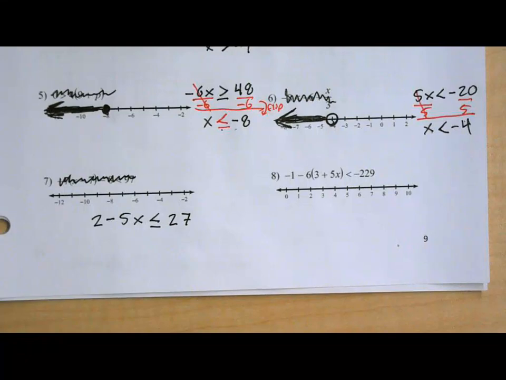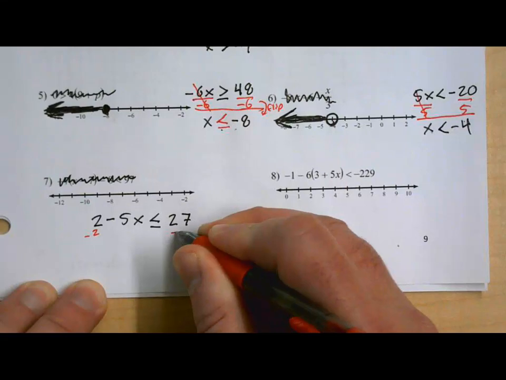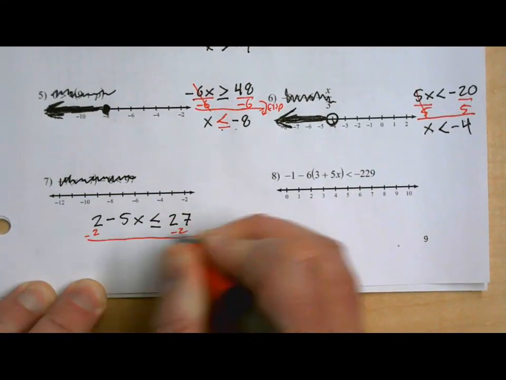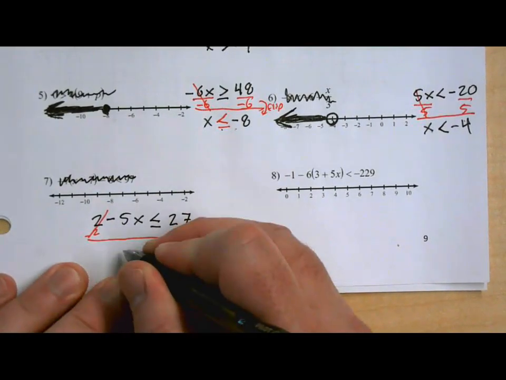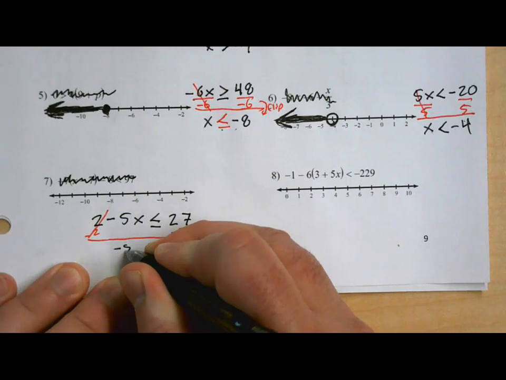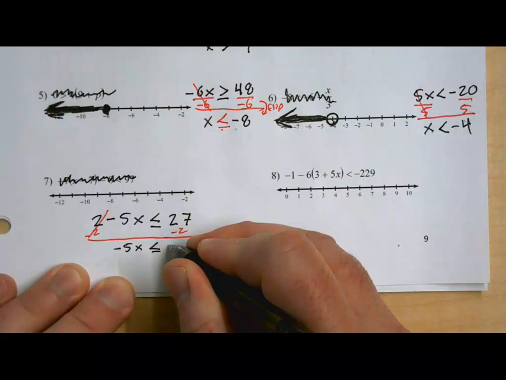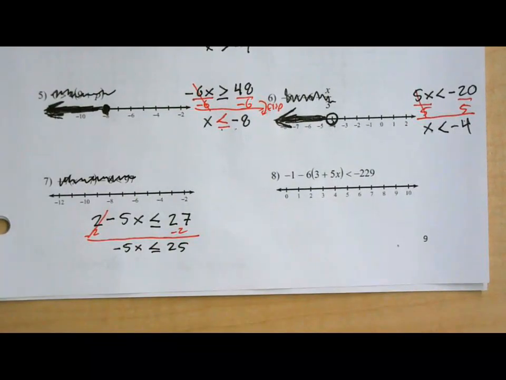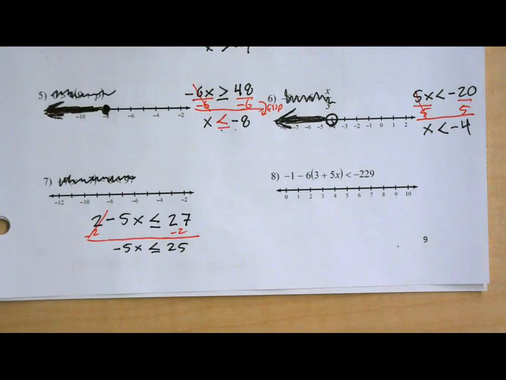What should we do to get rid of that positive 2? Let's do minus 2 on both sides. Is that going to flip our sign? No. So we would still have negative 5x, it would still be less than or equal to, and 27 minus 2 is 25. One more step to get x by itself here.